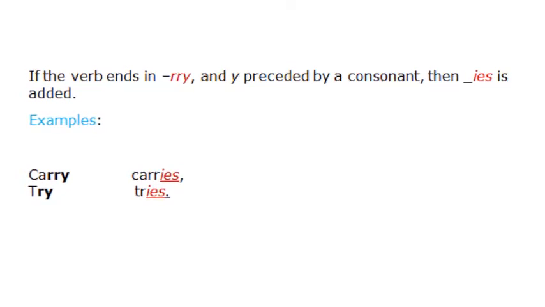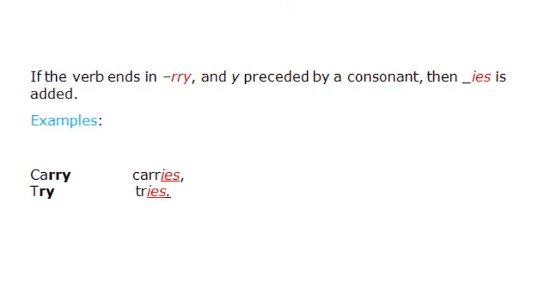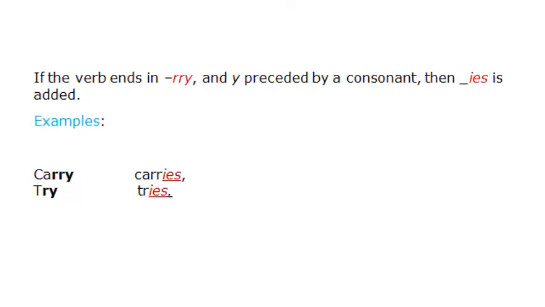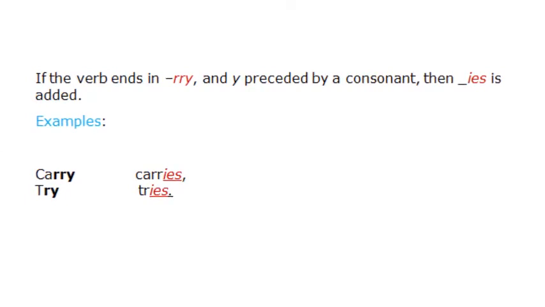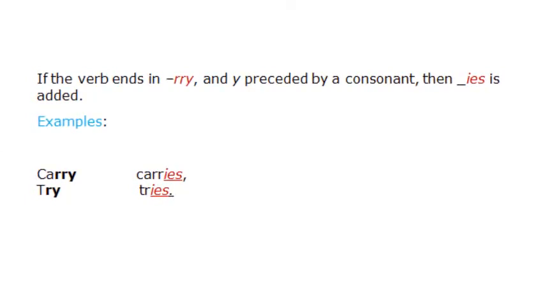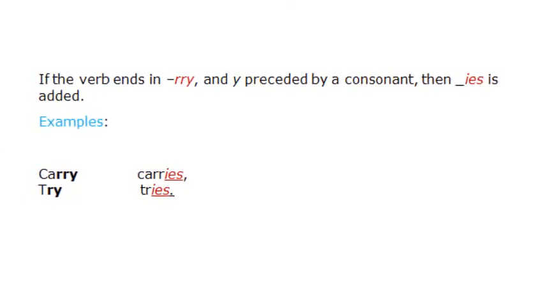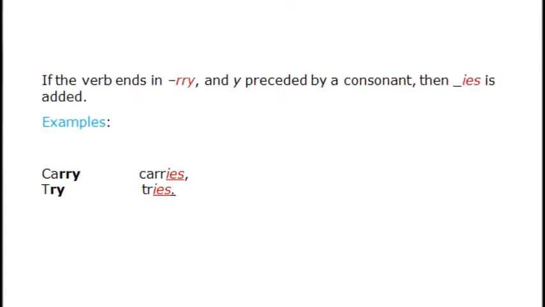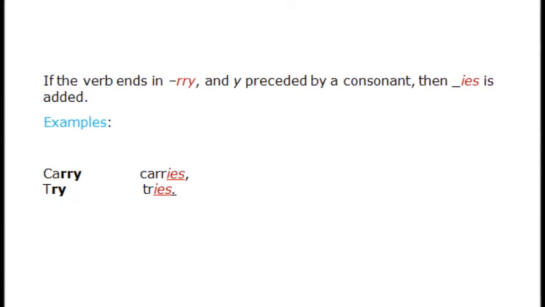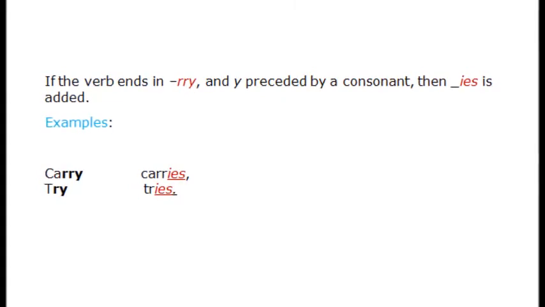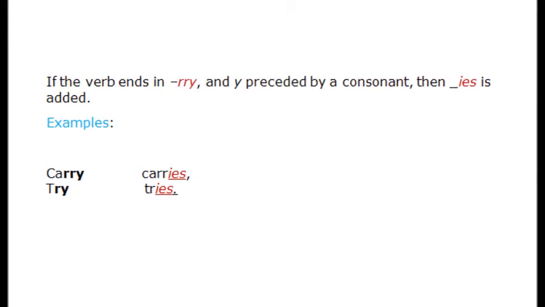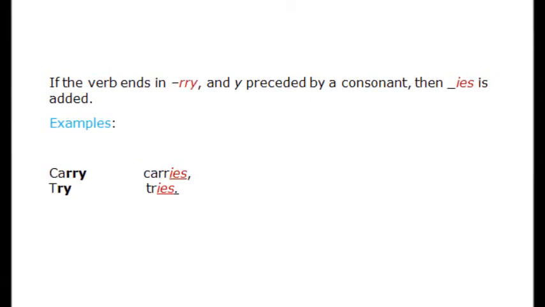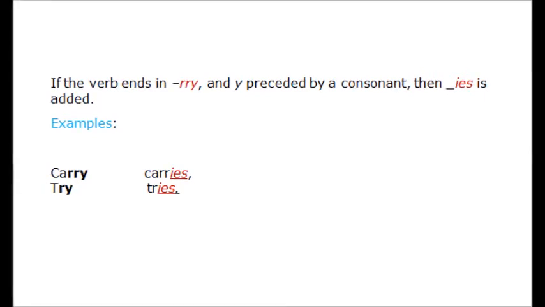Examples: carry. The ending letters of this word are RRY. Try is a verb. The ending letter Y is preceded by a consonant R. So, when we add S form to these verbs, IES will come. IES is the S form.